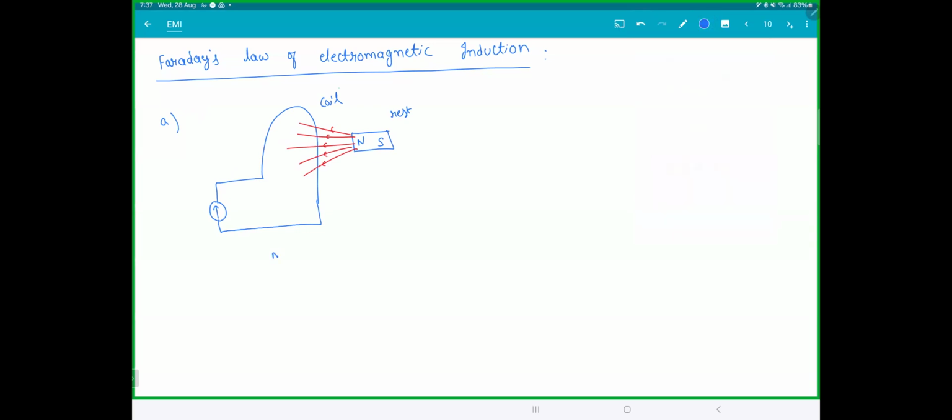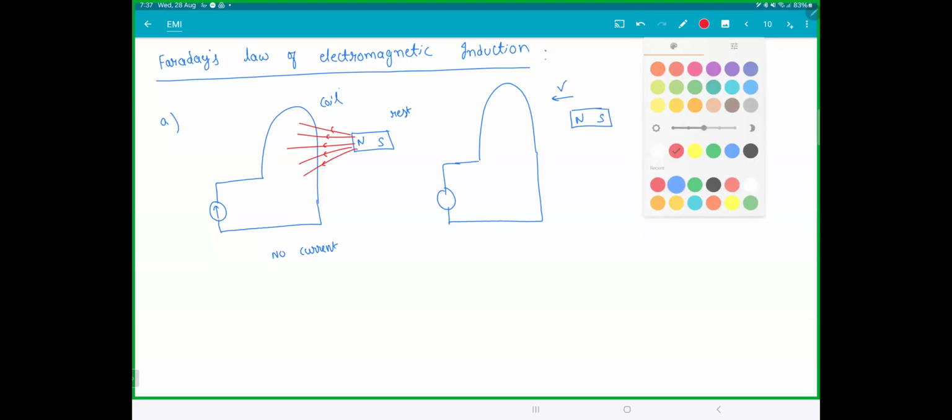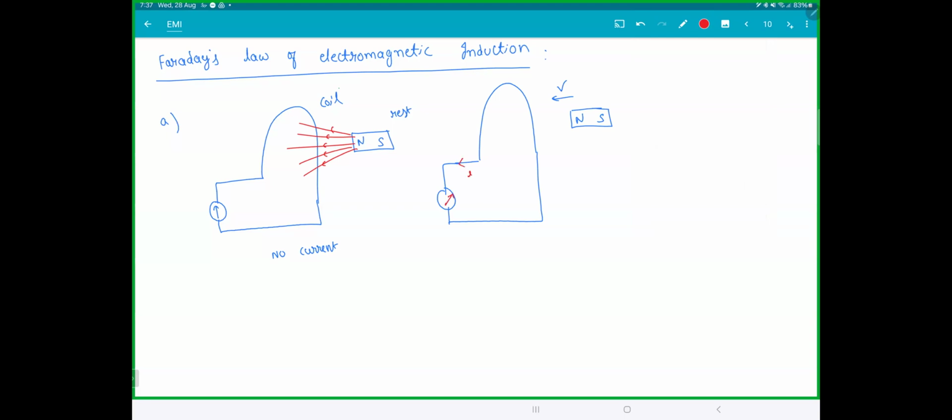Nothing. There's no current. Fair enough. Then he took that same coil, but this time he moved the magnet. Now, when the magnet is moving this way, he observed there is a deflection. Current started flowing in the wire. Same thing. This time, when you move the magnet backward, again there is a deflection, but this time the current flowed in the opposite direction.